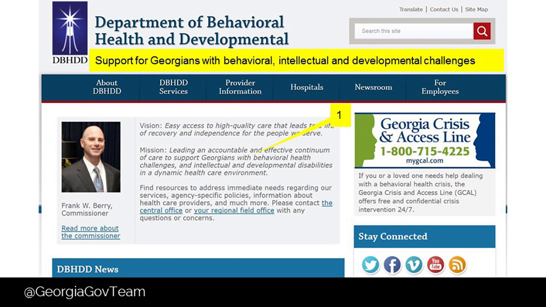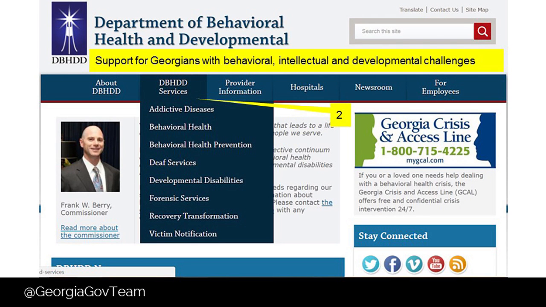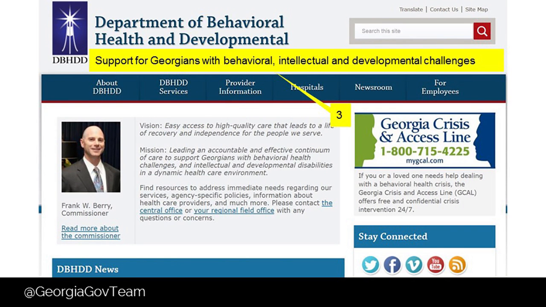Number one, who they are, their header. Number two, what kind of services? Well, it's right up here in the top. I can find all the services I need right there under services. And who do they serve? People in Georgia that have behavioral, intellectual, and developmental challenges. So this is a pretty good example of the 59 seconds. I know who they are, I know who I'm dealing with, and I know how they can help me, should I need it.